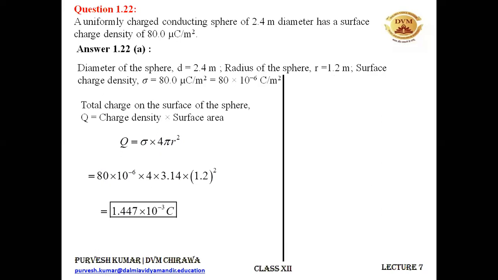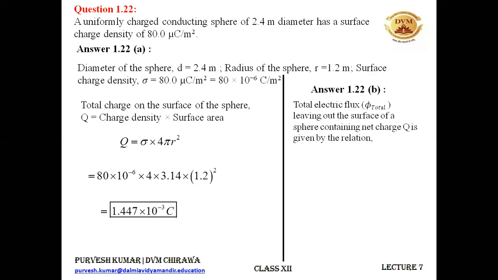All right. Now the second part. In the second part, I need to find the total flux associated and linked through this sphere. So we know the total flux is given by Q upon epsilon naught.